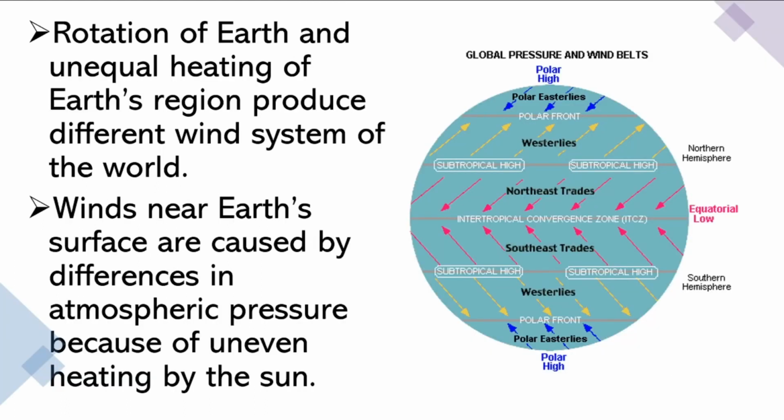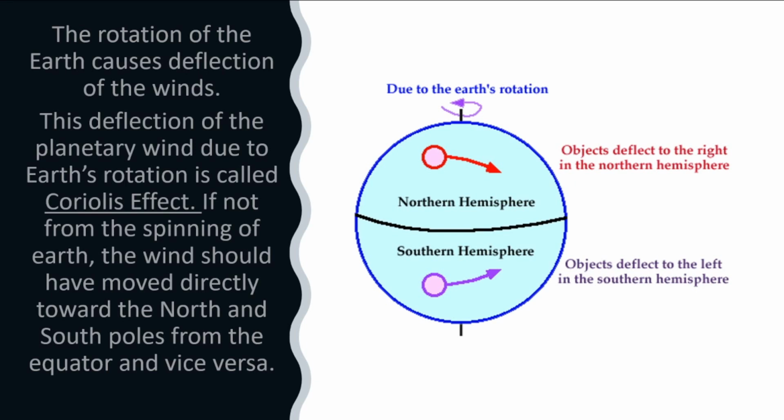Rotation of Earth and an unequal heating of Earth's regions produce different wind systems of the world. Winds near Earth's surface are caused by differences in atmospheric pressure because of uneven heating by the sun. The rotation of Earth causes deflection of the winds. This deflection of the planetary wind due to Earth's rotation is called Coriolis effect.